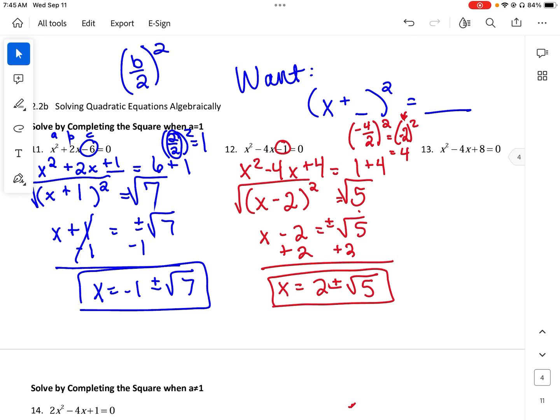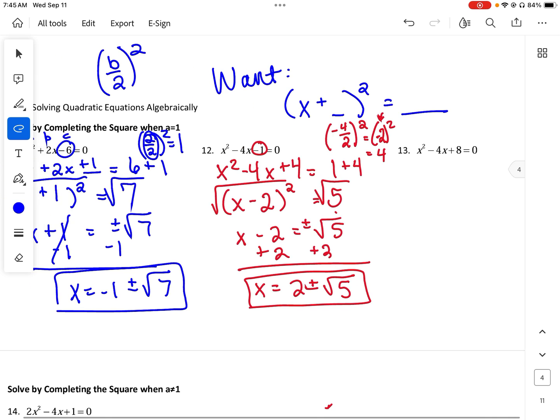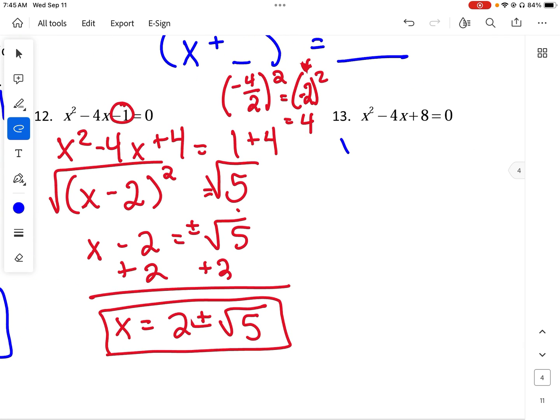Okay, let's go to the next one. All right, so this is going to be x squared minus 4x. And then I need to move that 8 to the other side. So it's going to be negative 8.